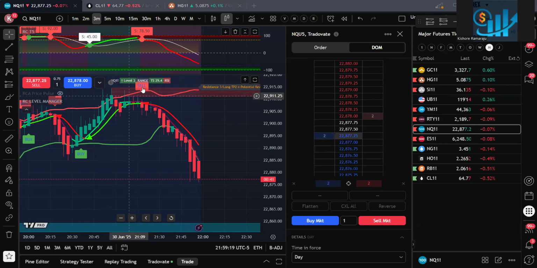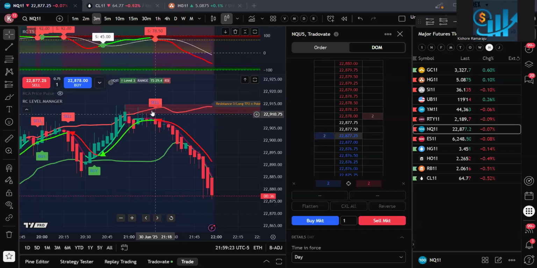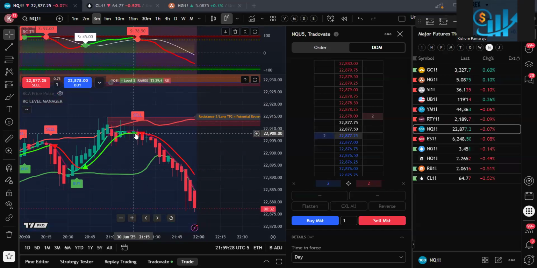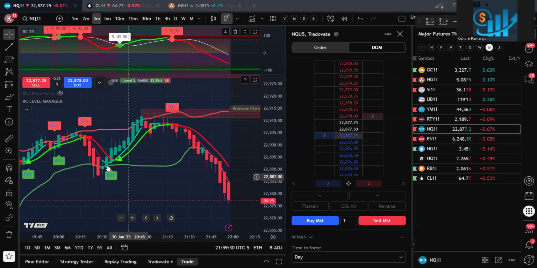With this strategy, we can use the sell signals. When you see a nice bearish candle and you have a sell signal, you can take a shot. Or if you see a nice bullish candle, you can go long.